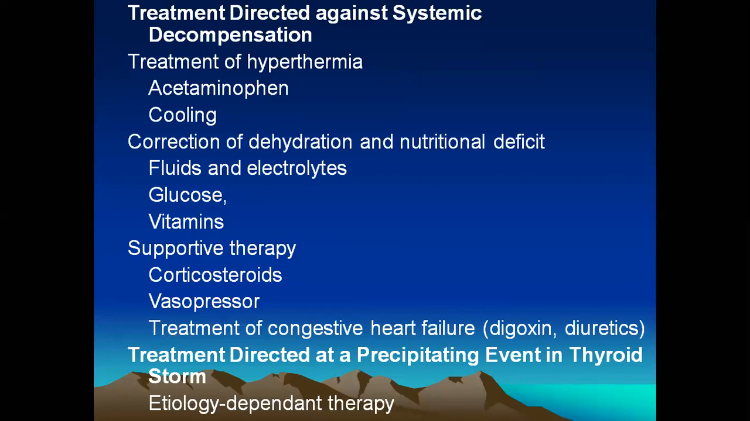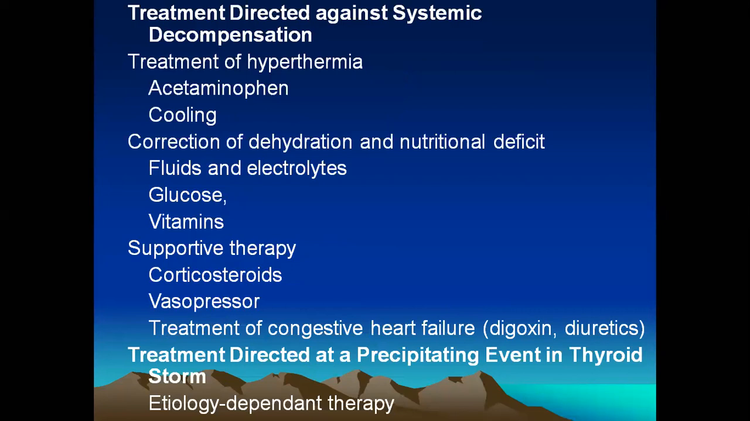Then the patient has a high temperature, so you have to give treatment for the hyperthermia: acetaminophen and cooling blankets. Fluids and electrolytes are to be corrected, glucose, vitamins, then corticosteroid, vasopressor, and if the patient has congestive heart failure, you have to treat with diuretics.